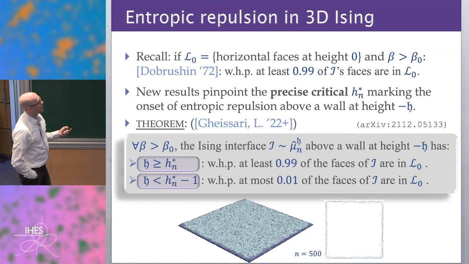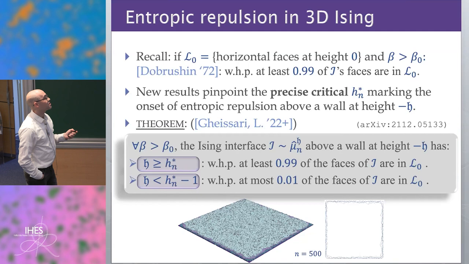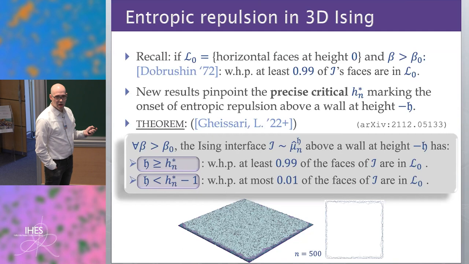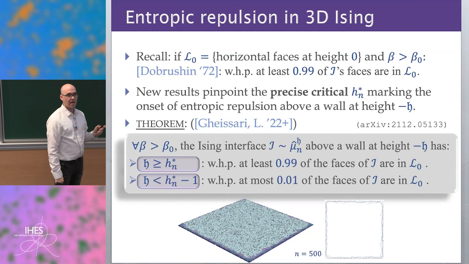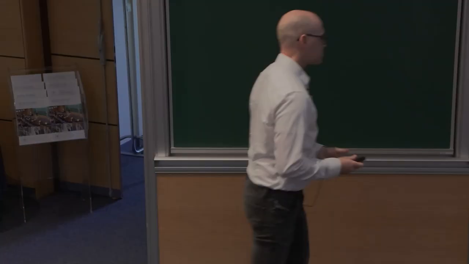Those of you with keen eyesight will notice that there's the question of what happens exactly at hn star minus one, and the answer is that for most values of n we can also answer that. What's n? n is the side length of the box. Oh, okay. Yeah.